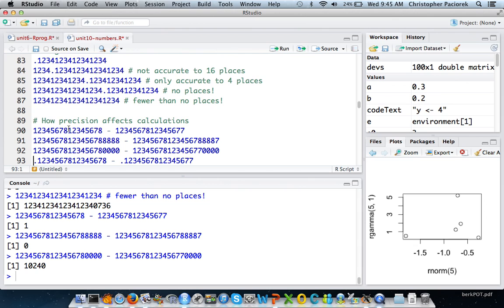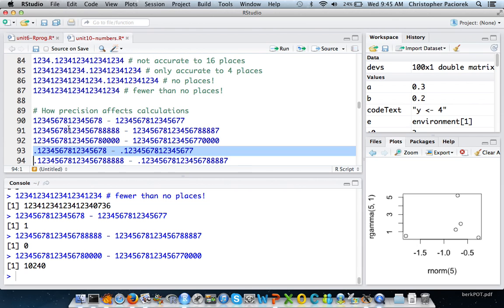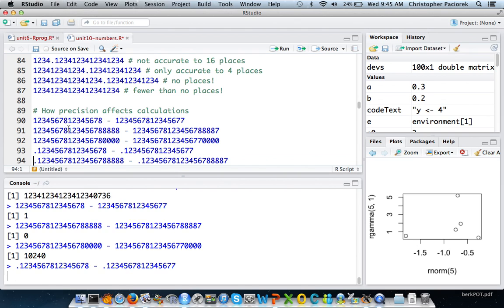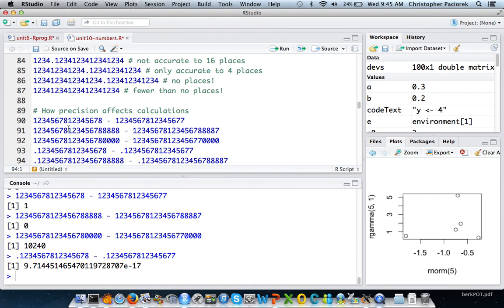And I can play these games with small numbers as well. So here are two numbers I should be able to represent accurately up to that 16th position, which is the last digit there, the 8 and the 7. If I do that, I get back 9 times 10 to the minus 17. If I round that, that is 1 times 10 to the minus 16. So I am essentially getting an accurate representation in terms of the limits of what I'm able to do here.